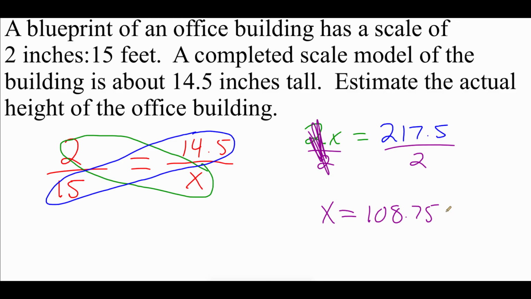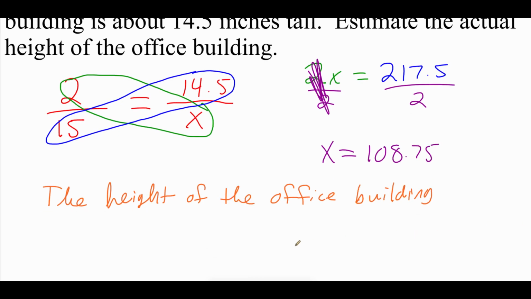Now this is a word problem, so we need to provide some sort of context for our answer, because this 108.75 really means something. And what we were talking about was the actual height of this office building, and we were measuring that in feet. So I'm going to say the height of the office building will be 108.75 feet.